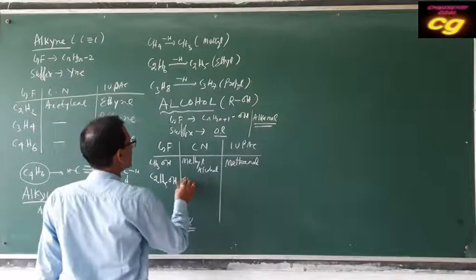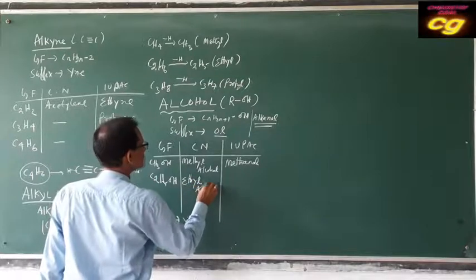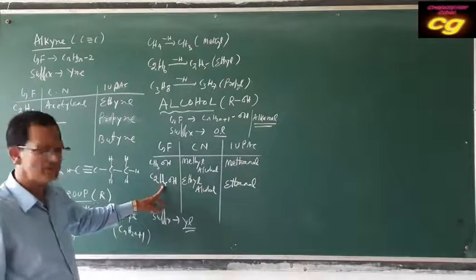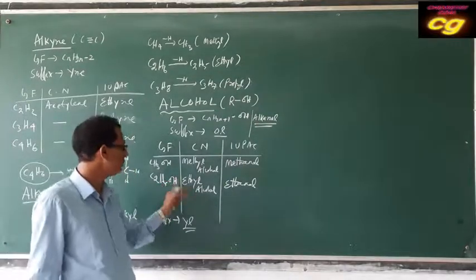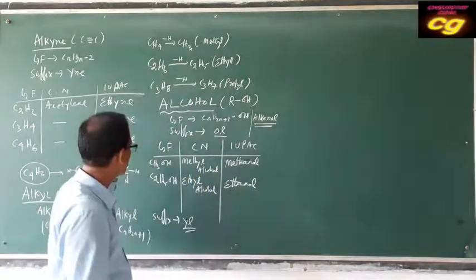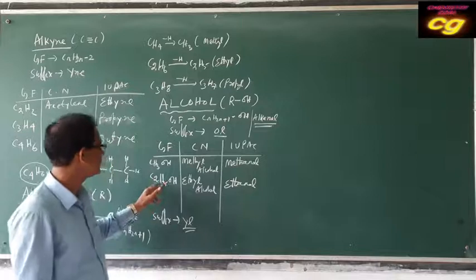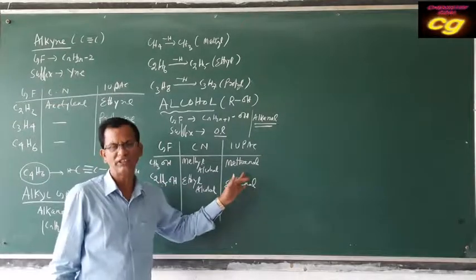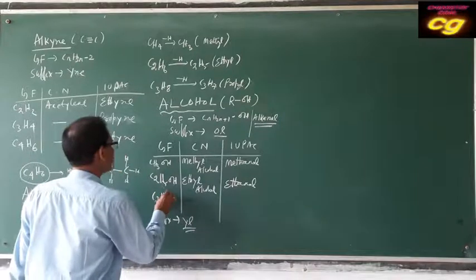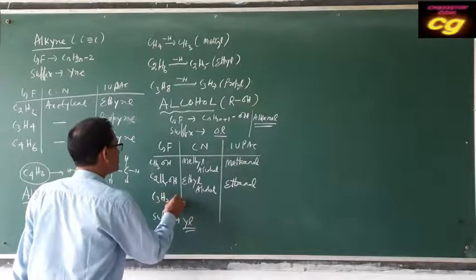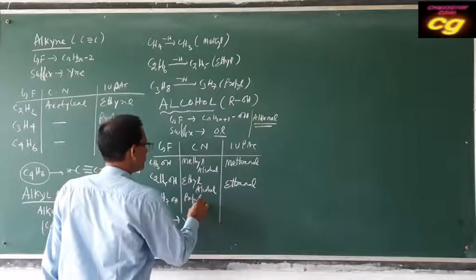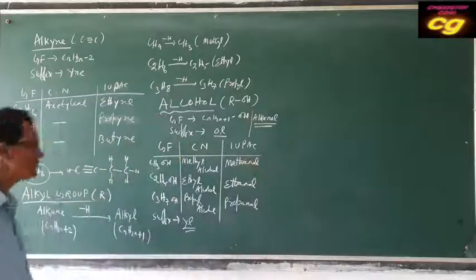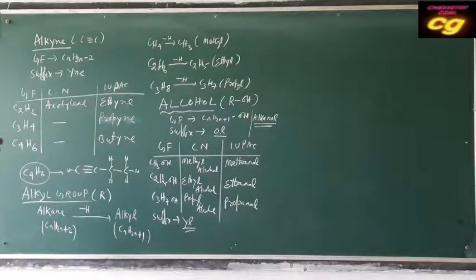C2H5OH, that is ethyl alcohol, ethanol. Because here C2H5 is ethyl and OH, that is alcohol, ethyl alcohol. But in the IUPAC name the suffix is -ol. R is derived from C2H6, an H is replaced by OH. So it is ethanol. Methanol, ethanol, C3H7OH, that is propyl alcohol, that is propanol. Like this. So this is the nomenclature of alcohol.